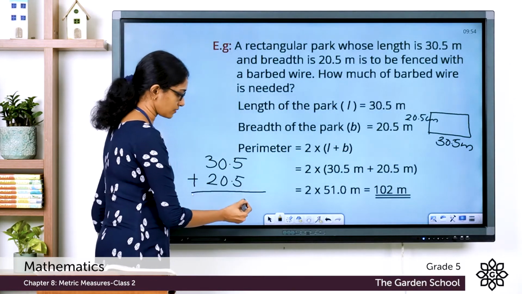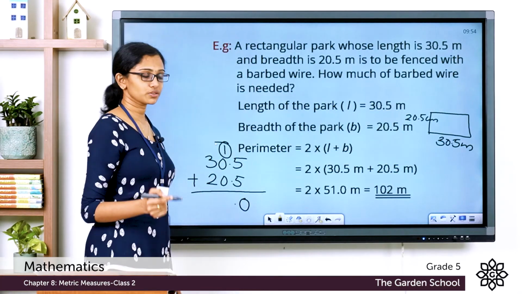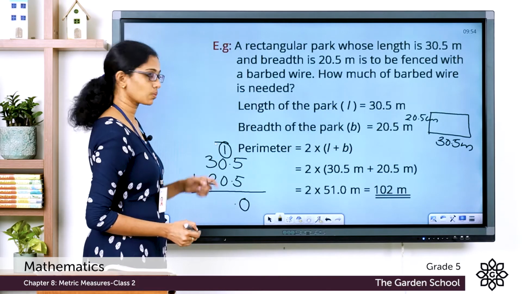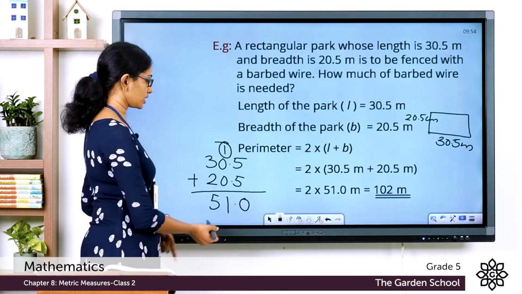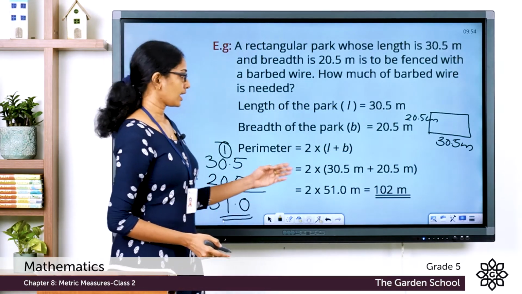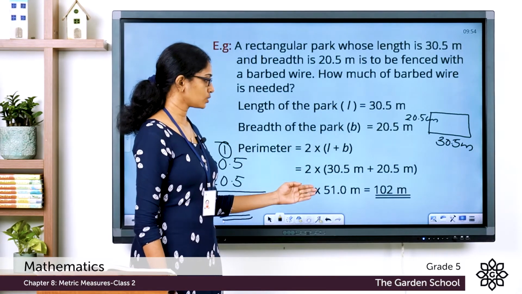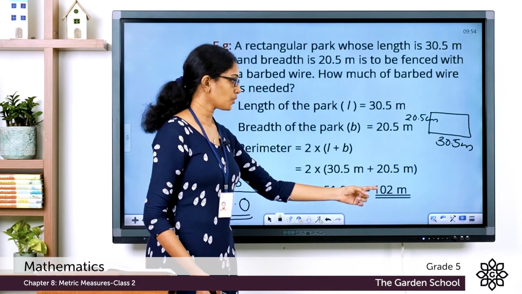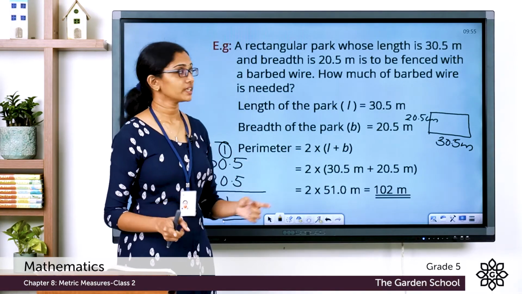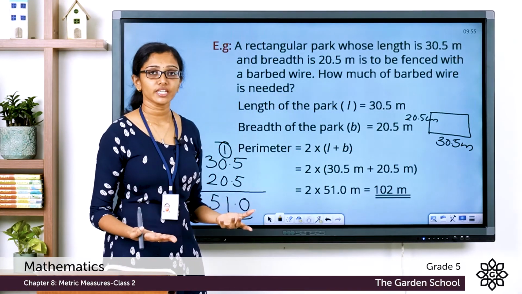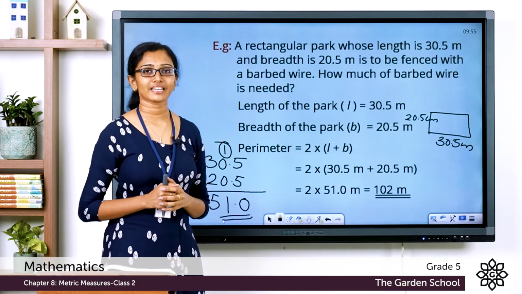So here you have 5 plus 5, 10. You write the 0 here, put the decimal point here, carry over 1 to the next place. So here it is 0 plus 0 plus 1, which is 1. Then here it is 3 plus 2, which is equal to 5. So it is 51.0 and that into 2, or 2 into 51.0. So the perimeter 2 into 51.0 meter is equal to 102 meters. That is the perimeter, or the length of the barbed wire that you need to buy to make a fence along its boundary. Hope you are clear with these examples.